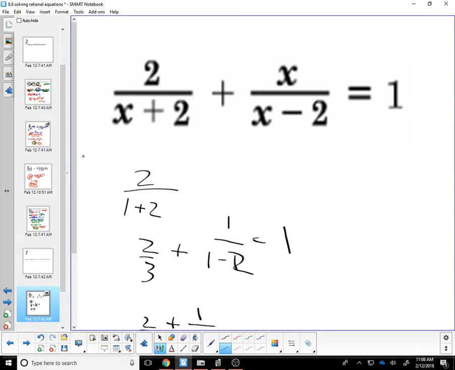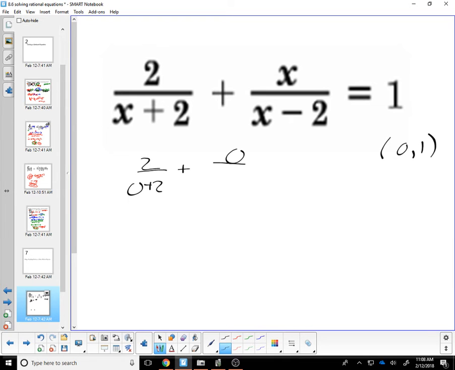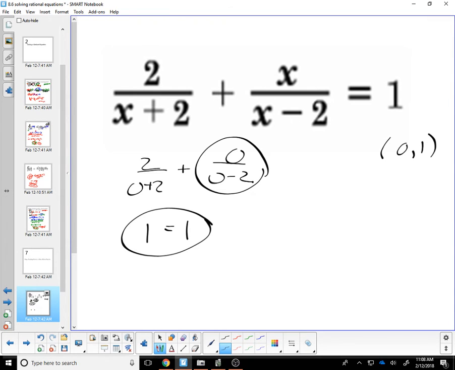Sorry, what did we say x was? The coordinate was 0, 1, right? Sorry about that. So 2 over 0 plus 2 plus 0 over 0 minus 2. This is all gone because that's nothing, right? And this is going to be 1. 1 does equal 1. So when x is 0, the function is equal to 1.